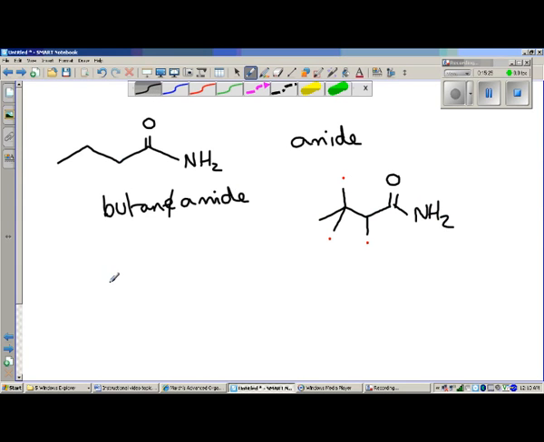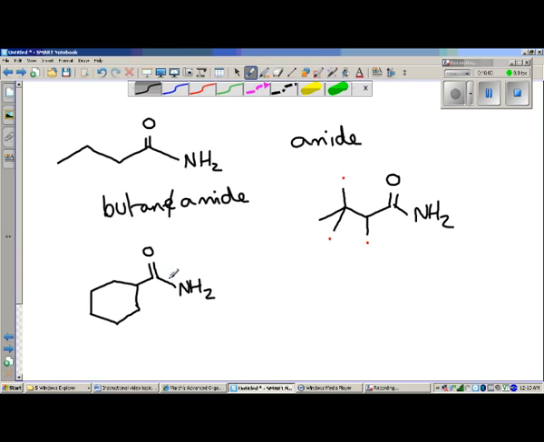The only thing that would make these potentially more complex, as is the case for carboxylic acids, is when you have one that's cyclic. All right. So what if we had this? Well, how would we name this if it was a carboxylic acid? Well, it would be cyclohexanecarboxylic acid. And the only thing we have to remember here is what that suffix changes to if this is an amide.